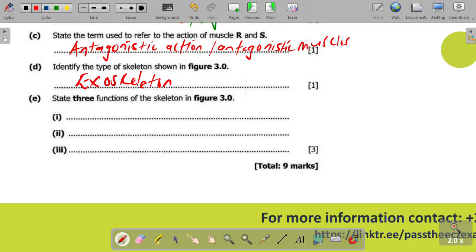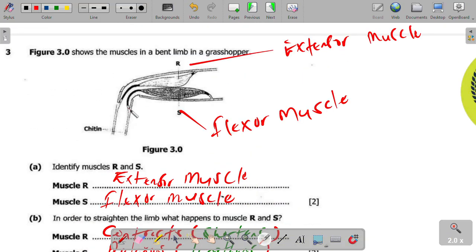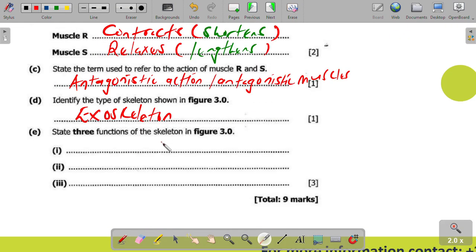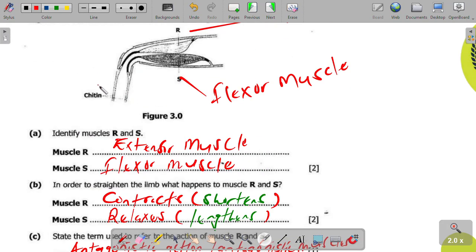Okay, let me explain. A grasshopper has a hard outer part. This one here. This is just a part of it, but I'm now explaining. A grasshopper has a hard outer covering made of chitin. This here. This is chitin. So the grasshopper has a hard outer covering made of chitin, which supports and protects the body.